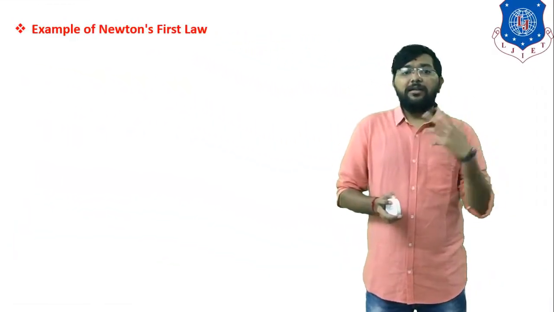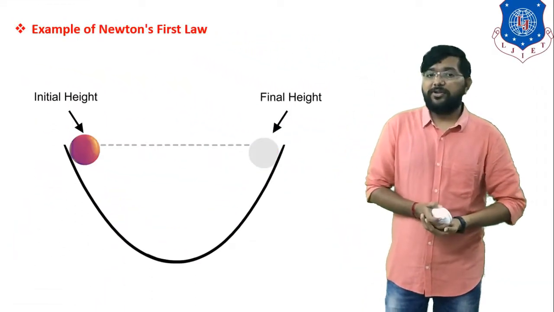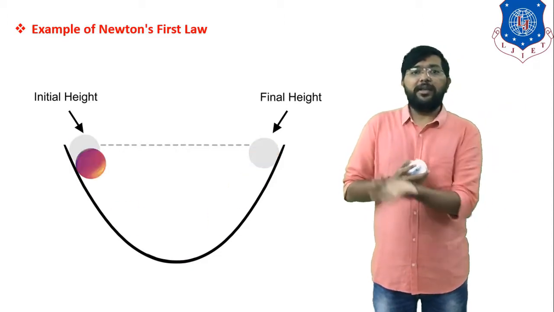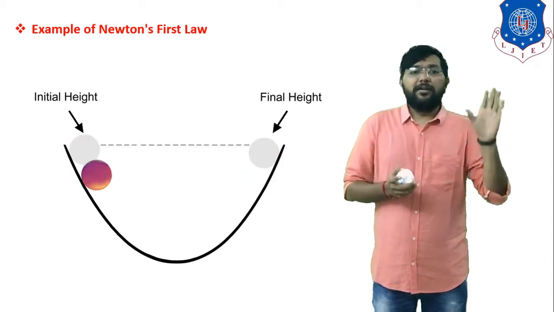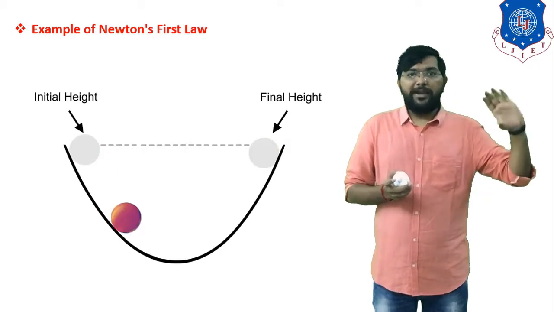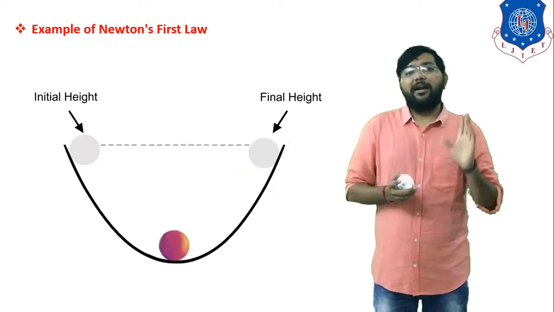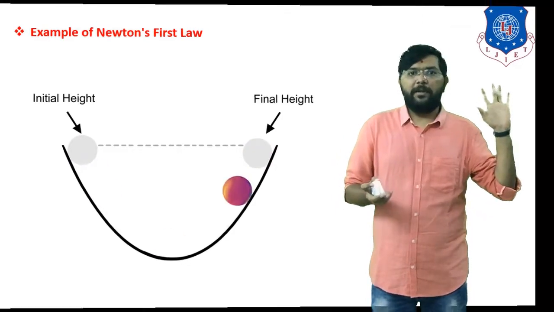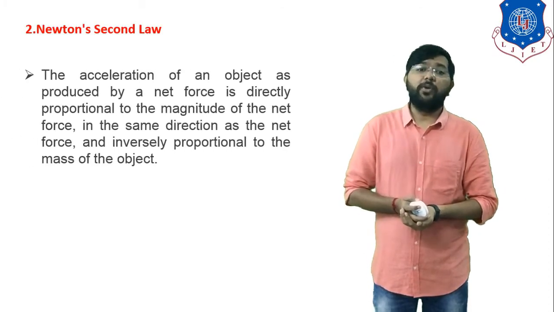Okay. Another good example of Newton's first law of motion is a simple pendulum type ball. If the ball moves in motion, at that time the ball will try to maintain its actual position unless you apply any unbalanced force on the body. Okay. Now what is the second law of Newton? Clear? Second law of Newton is F is equal to ma.